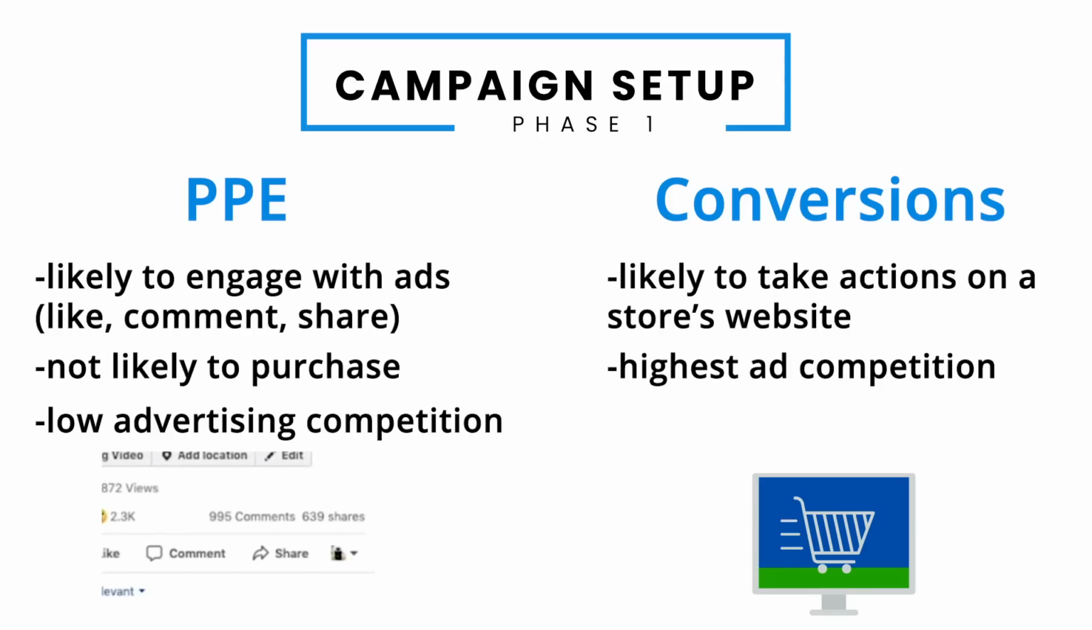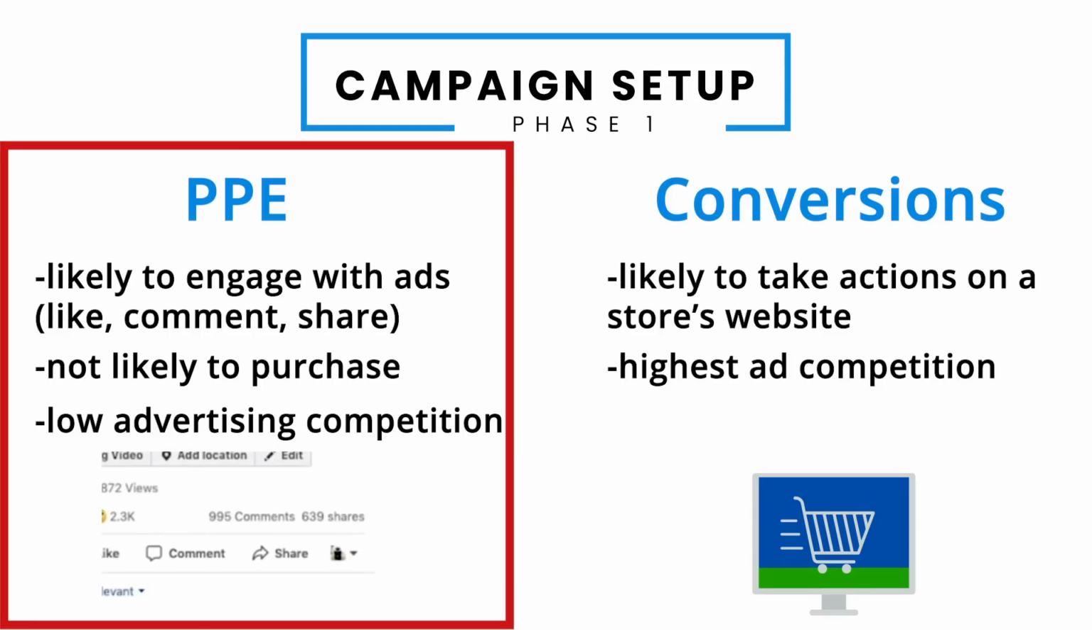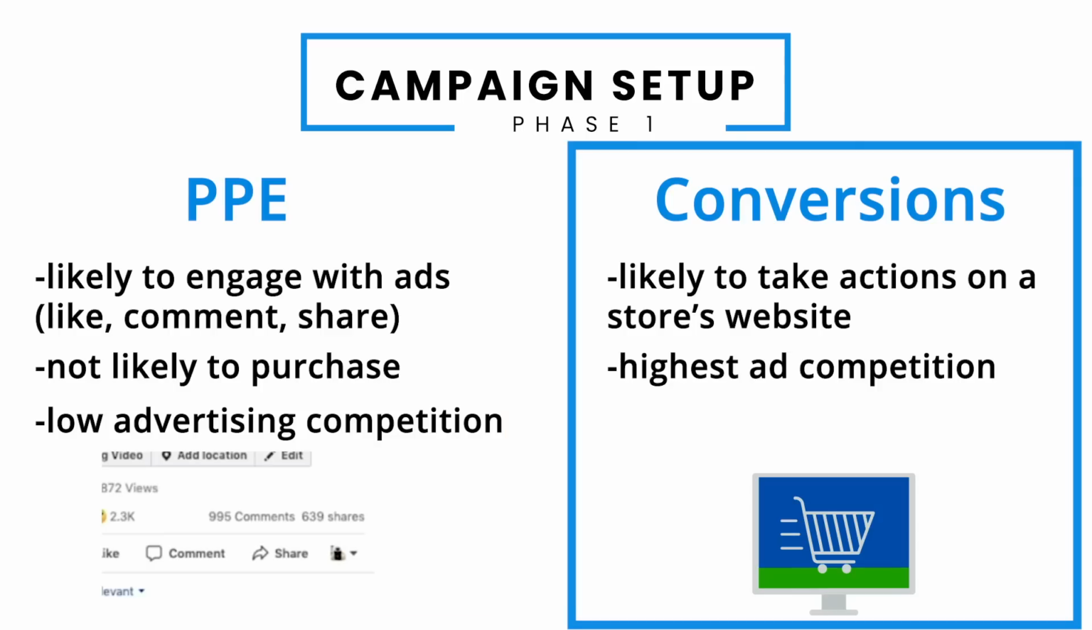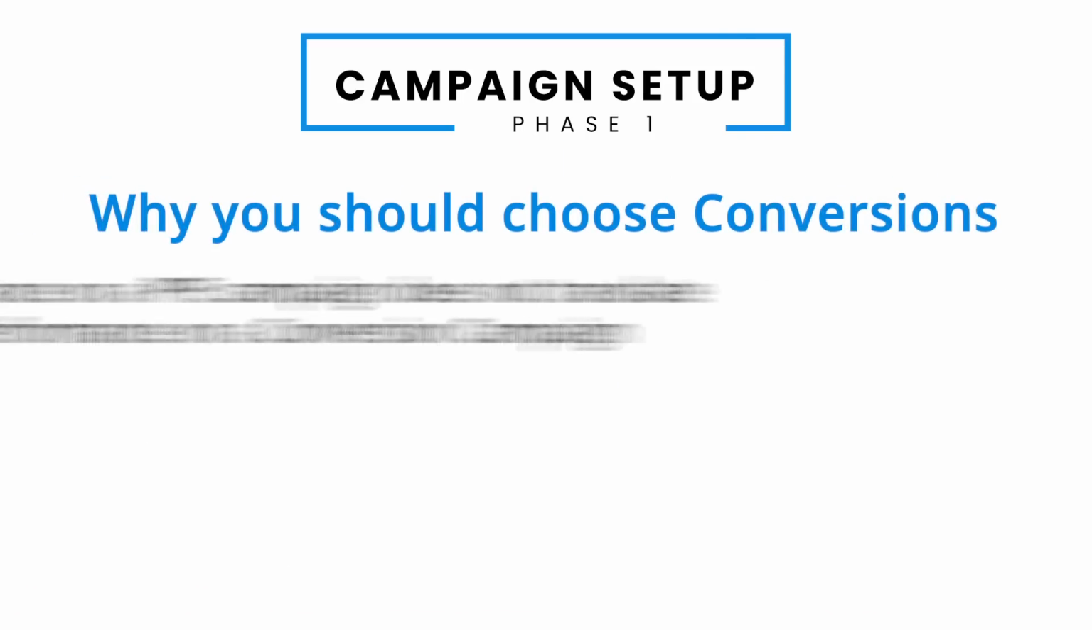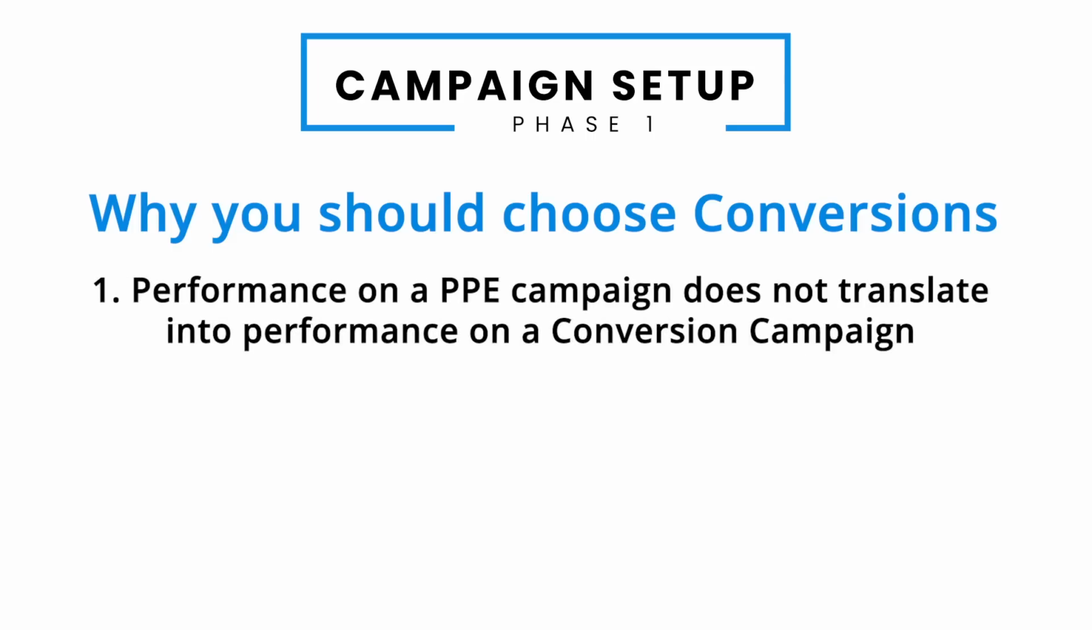Now, a lot of dropshippers like to start with the engagement objective to cheaply test creatives and build cheap social proof, but we recommend that you start with the conversion objective for a few different reasons. Most importantly, performance on an engagement campaign does not translate into performance on a conversion campaign. For example, if you tested 10 different audiences in an engagement campaign and noticed that one of those audiences got super cheap engagements, that doesn't necessarily mean the same audience will perform well in a conversion campaign.